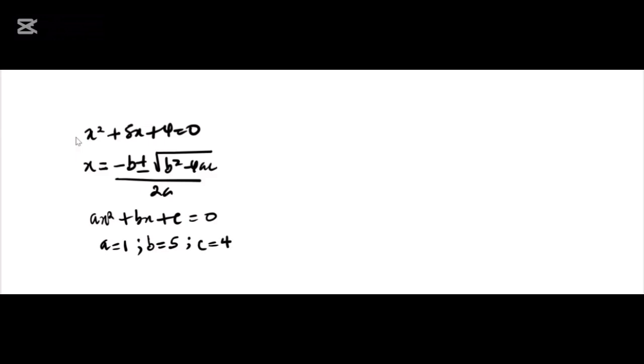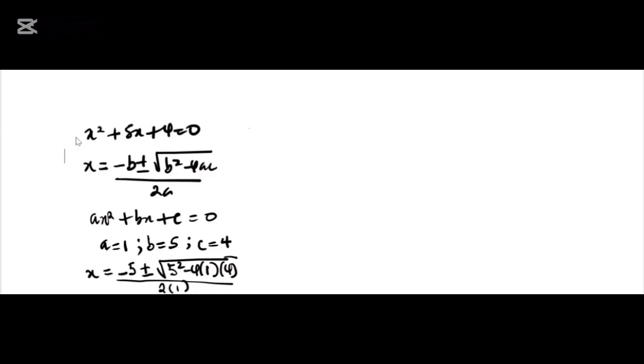Now, once you are done doing that, you can come over to say x equals minus what b is. In this instance, your b is 5, plus or minus the square root of b squared, which is 5 squared, minus 4 times what your a is. Your a is 1, I'll put 1 here. Your c is 4. So that is what I'm going to have. I'll divide all these by 2a, and your a is 1.